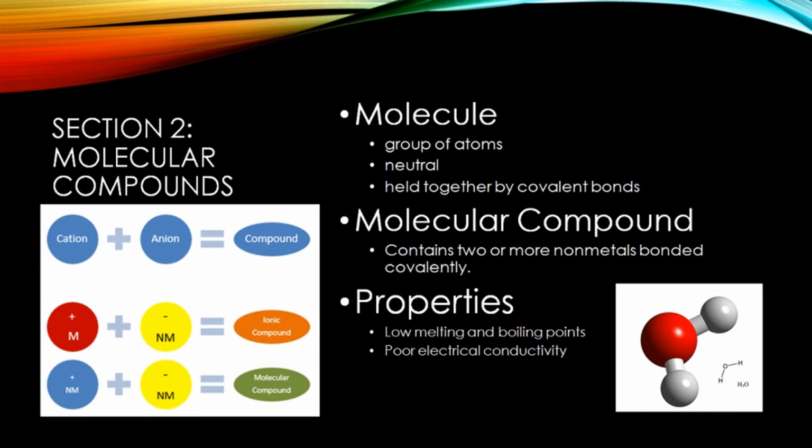Section 2, Molecular Compounds. What is a molecule? A molecule is a group of atoms that are neutral and held together by covalent bonds. And don't worry, we'll go more in depth on covalent bonds in the next slide. Now, a molecular compound is a chemical compound whose simplest units are molecules. Remember that these will always contain 2 nonmetals because the bonding does not involve ions, which would make it an ionic compound.